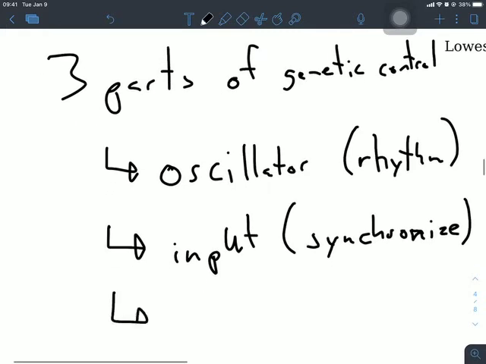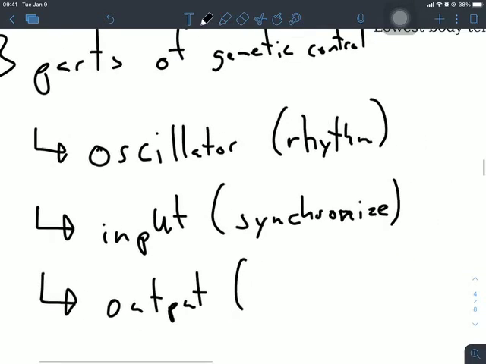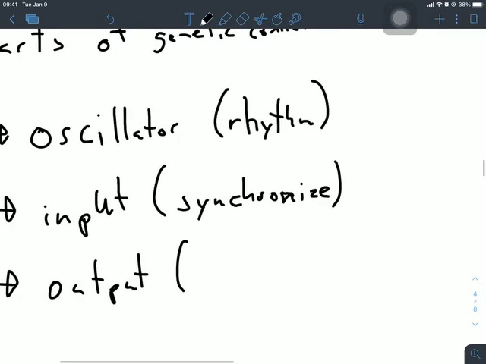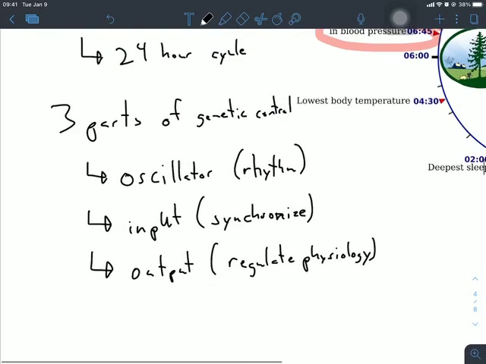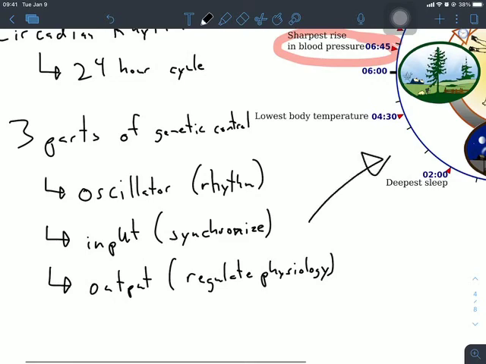And then you have an output set of genes. These cause your physiology to change. They regulate your physiology, meaning that they cause these shifts in the human experience when you need to shift them based on where you are currently. And so you think about perhaps the last time that you changed time zones quite drastically.